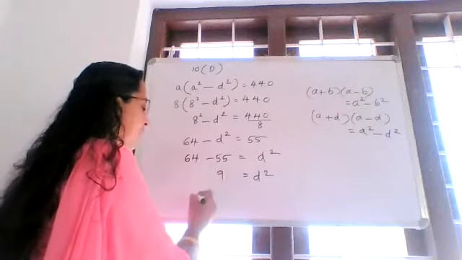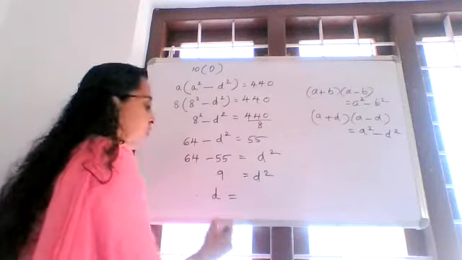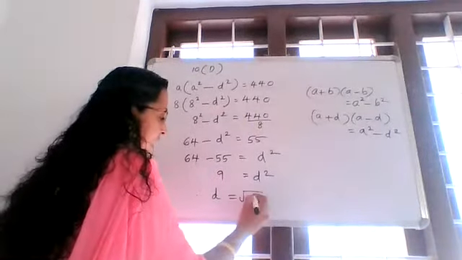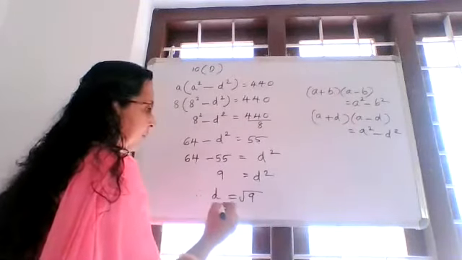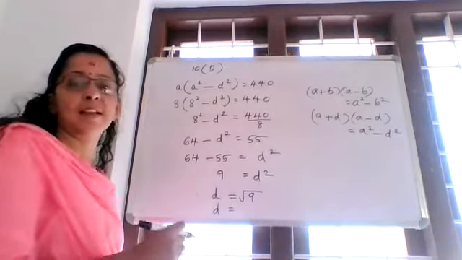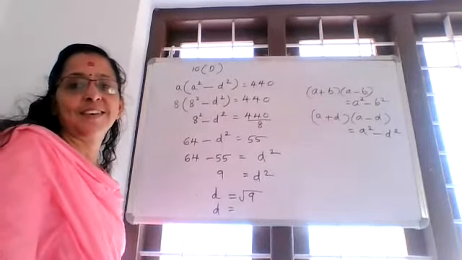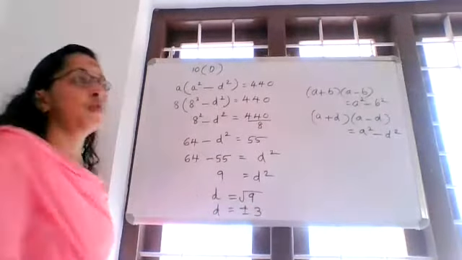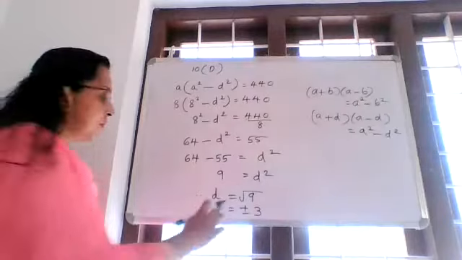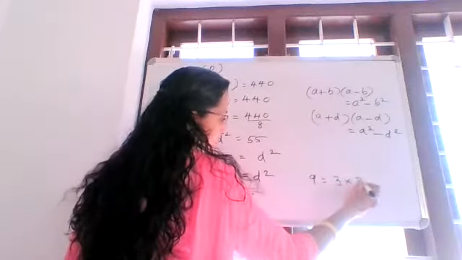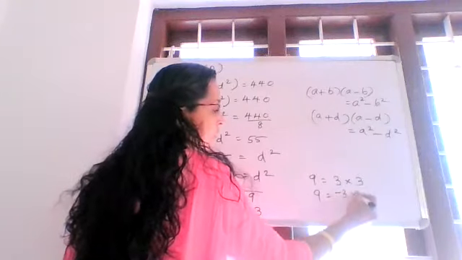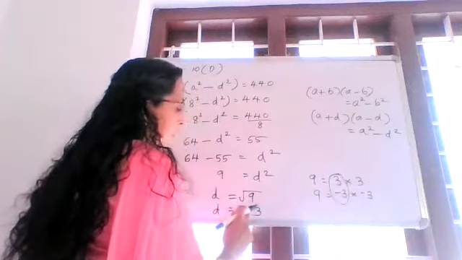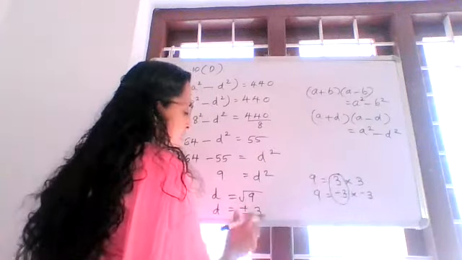Nine. Therefore, d is equal to, tell me, root of 9. That is d is equal to 3. Not 3, you are not studying in LKG standard. Plus or minus 3. Two values we want to use. Since 9 is equal to 3 into 3, and 9 is also equal to negative 3 into negative 3, root of 9 will be either plus 3 or minus 3. That means plus or minus 3.